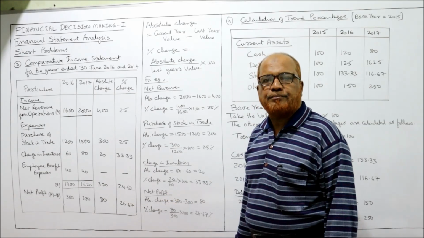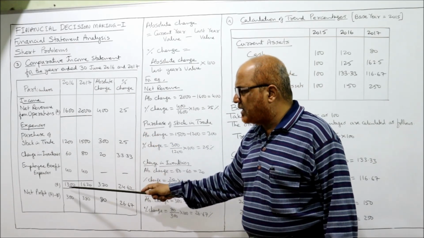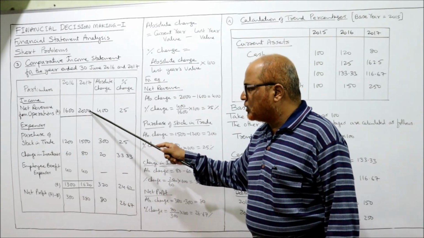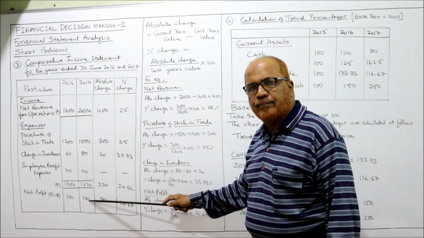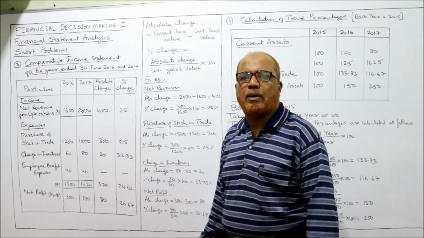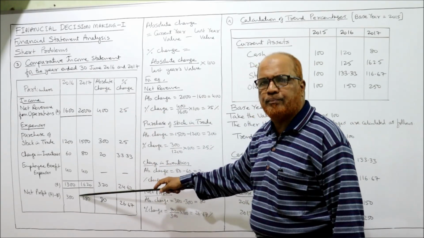Net profit. A is the income, B is the expenses. So A minus B: 1600 minus 1300, 300. Then 2000 minus 1620, 380. So this is the complete information which is given in the problem. No change, I have simply taken all the values from the problem.